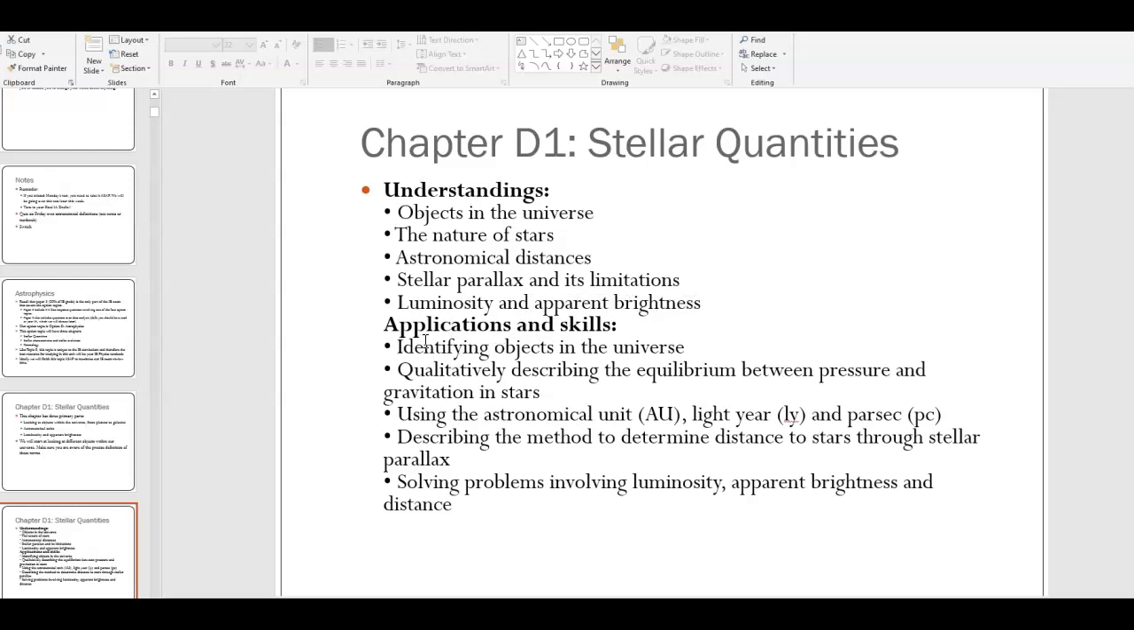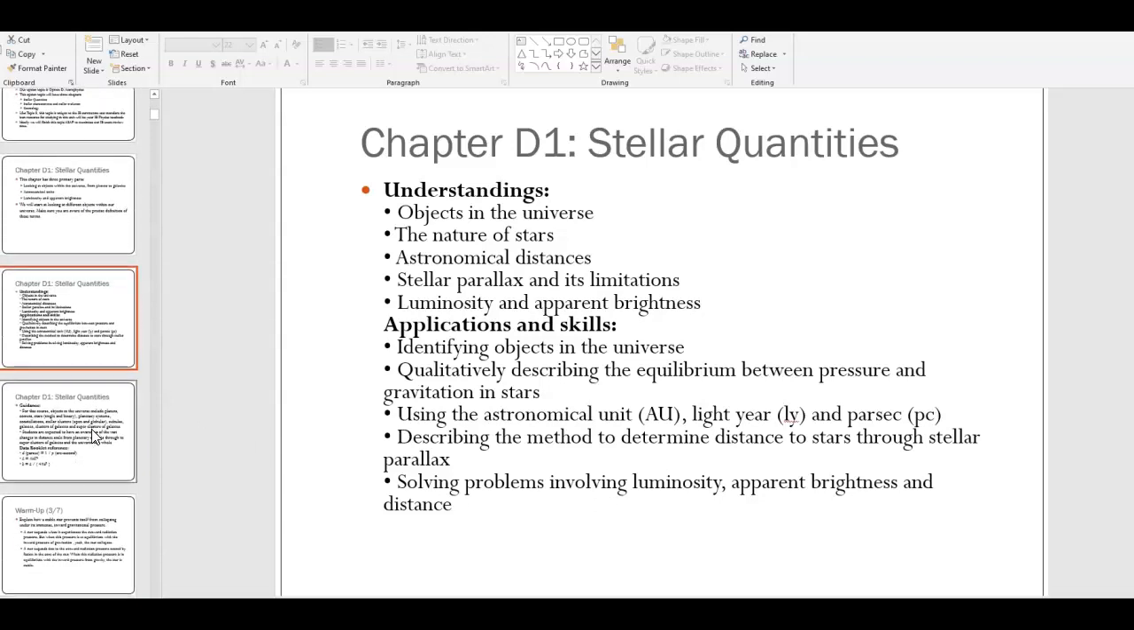Applications and skills. You must be able to identify objects in the universe qualitatively. That means with words and not numbers. Qualitatively describing the equilibrium between pressure and gravitation in stars. That's pretty easy. We'll talk about that later. Using the astronomical unit, the light year, and the parsec. Describing the method to determine distance to stars through stellar parallax. And solving problems involving luminosity, apparent brightness, and distance. Okay, so that's everything in D1.